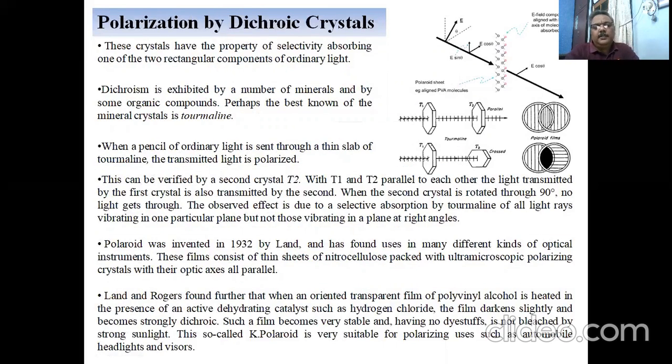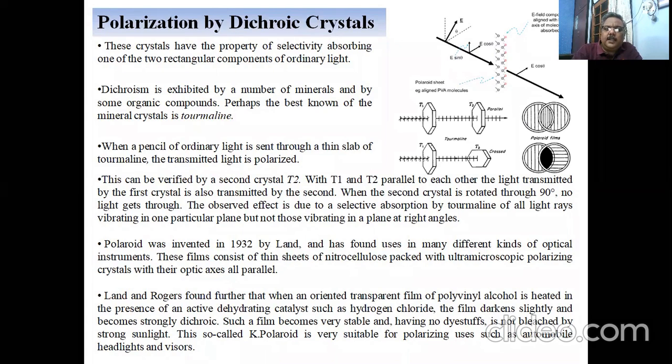There is another method known as polarization by dichroic crystals. So what are dichroic crystals? These are crystals having the property of selectively absorbing one of the rectangular components of the ordinary light. There are two components, so they will absorb one and transmit only the other one. So obviously the output light will be polarized. This is exhibited by a number of minerals and by some organic compounds also, and the best crystal of this kind is called tourmaline.